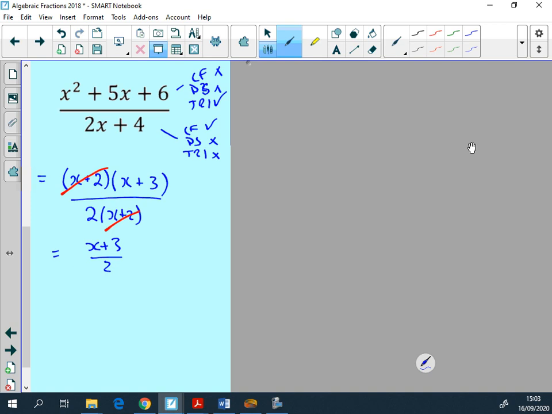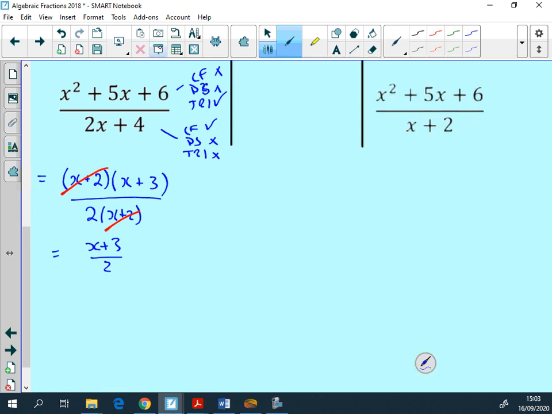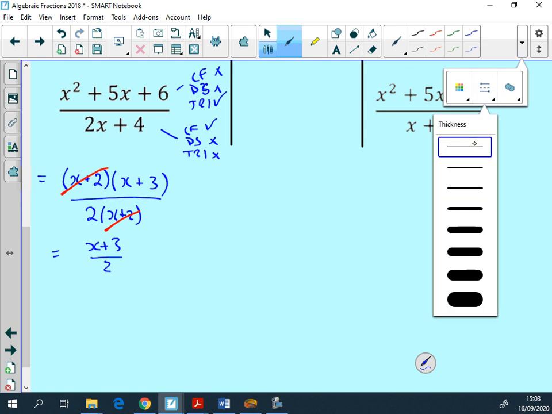Now, if I didn't get the same bracket, that's a hint that you've done something wrong with your factorizing. These will always cancel out in some way or another. They're not going to give you one that doesn't cancel. So if you can't find brackets that are matching that you can cancel out, then you've done something wrong.